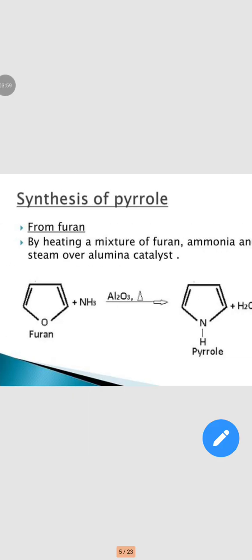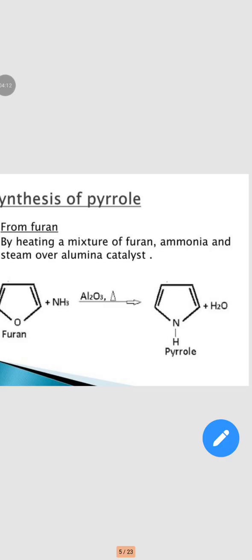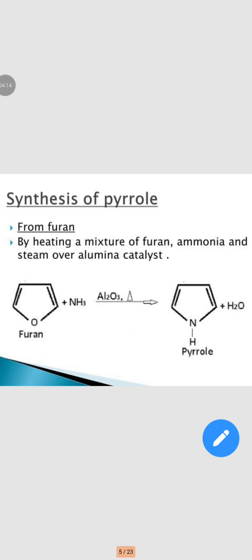Okay. Then synthesis of PYRROLE. The preparation of PYRROLE. First method is from furan, by heating a mixture of furan, ammonia and steam over alumina catalyst. Furan is reacted with ammonia in the presence of alumina catalyst Al2O3 and this mixture is heated to form PYRROLE and a water molecule.